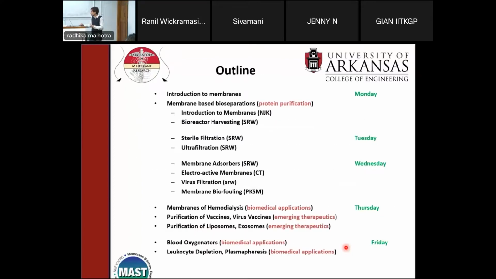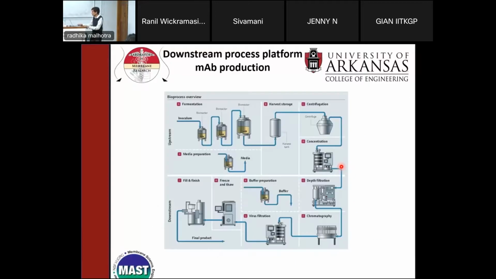So I think this brings me just about to the end of the sterile filtration applications. I just wanted to show you where we are in all this. So we talked about bioreactor harvesting. We talked about sterile filtration. We have a few other things to talk about in terms of tangential flow microfiltration. And then we're going to talk about virus filtration and then membrane adsorbers. So that's basically where we are at the moment.